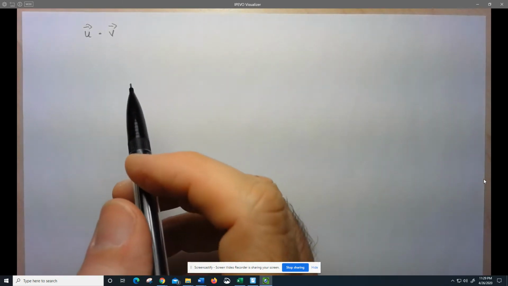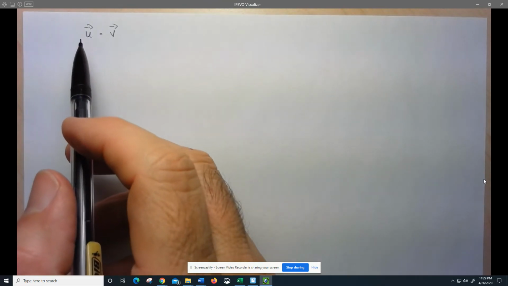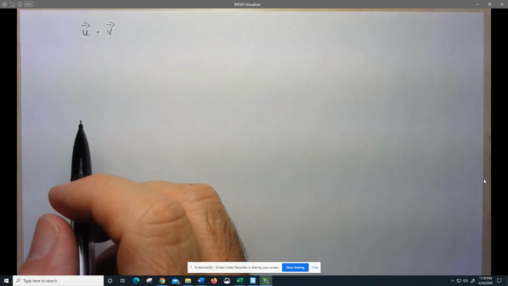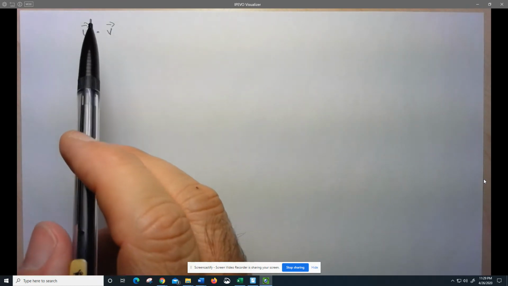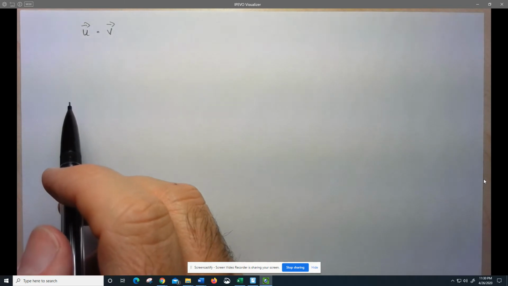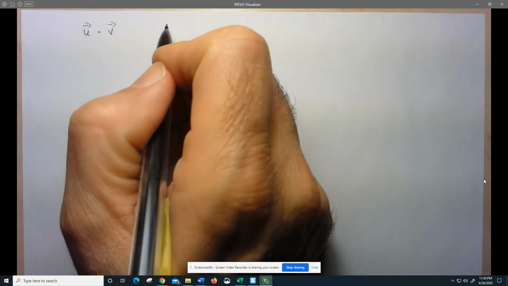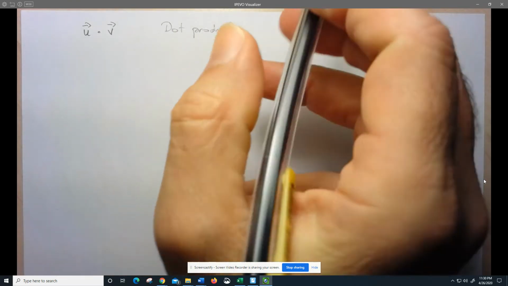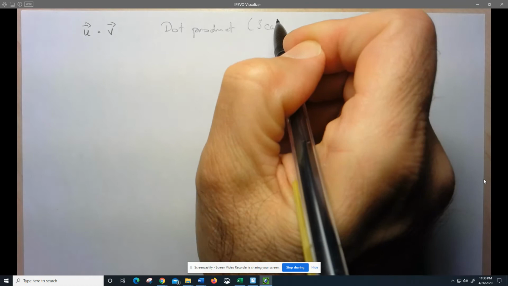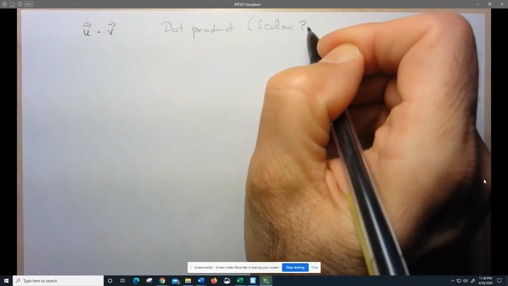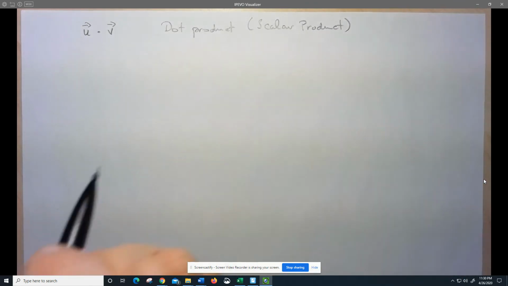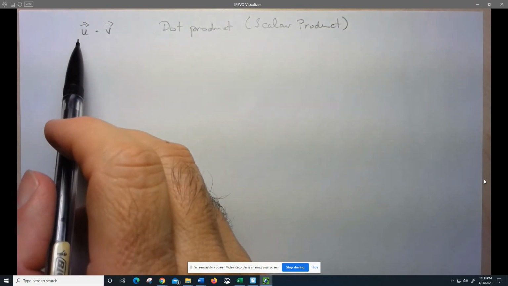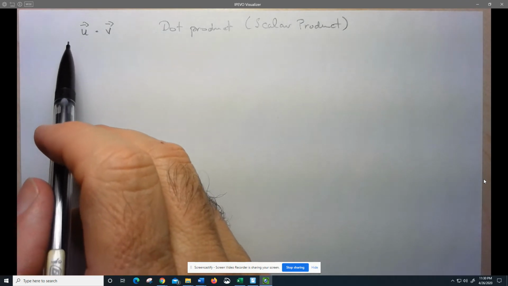So I'm going to define a way to take the product of two vectors. That might seem a little surprising, but what we're going to see is that there is a usefulness to it. So what we're going to define is what's called the dot product, sometimes also called the scalar product, and I think you'll see in a second why we call it the scalar product.